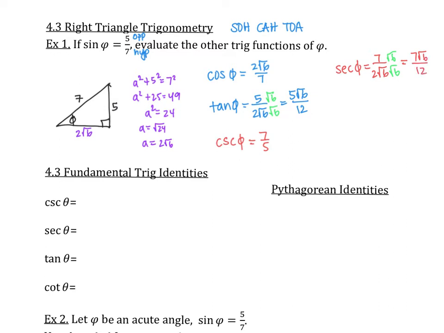What am I missing? I'm missing cotangent. Okay, so then cotangent is the reciprocal of tangent. Oh, actually, I could reciprocal this form of tangent or this form of tangent. I'm not going to use this one because then I'll have to rationalize the denominator. I'm going to reciprocal this one, so I don't have to rationalize the denominator. So then I'll have 2 root 6 over 5, and I won't have any simplification I need to do.